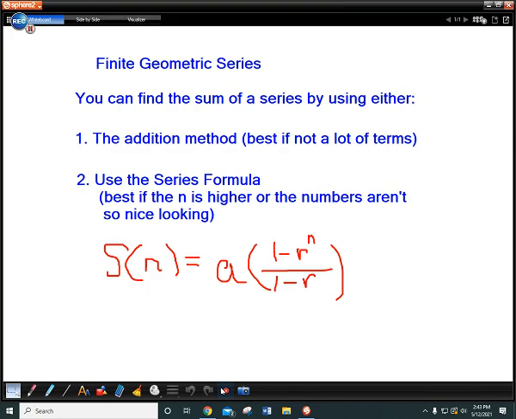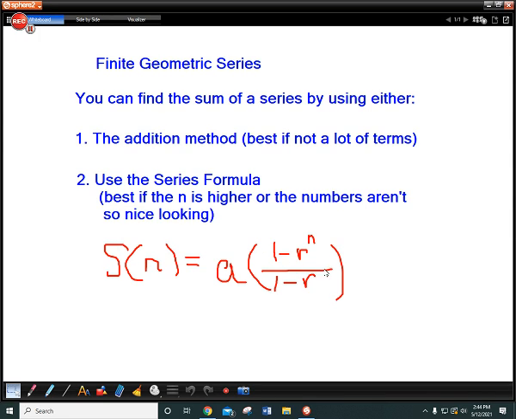Today we're going to look at more examples of finite geometric series. What I want you guys to keep in mind is that to find the sum of any series, you can either, one, use the addition method. This is the best method if there really aren't a lot of terms, and I would just use your calculator. The other option is to use the series formula, and this is best if the n is a higher number, or if the numbers that they give you aren't so nice looking.